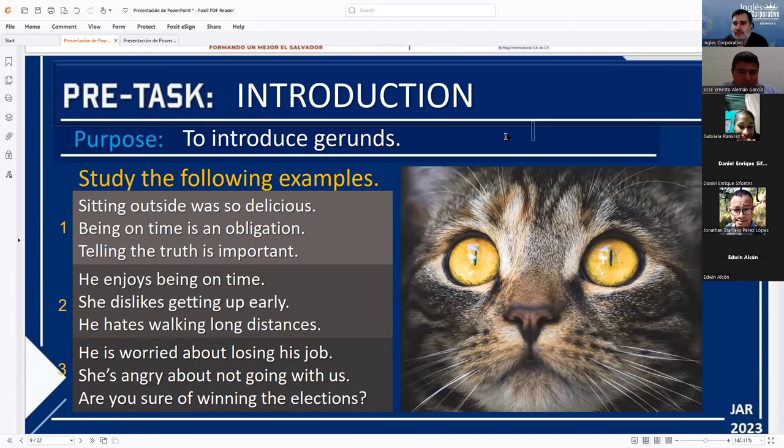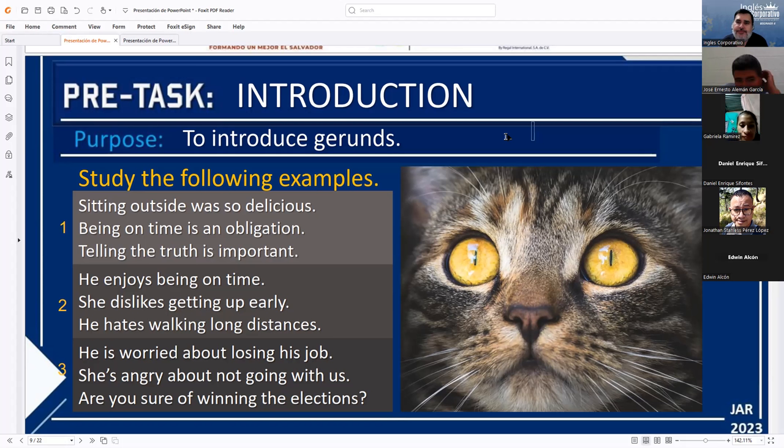Okay, study the following examples. Sitting outside was so delicious. Being on time is an obligation. Telling the truth is important. Excellent. Thank you very much.